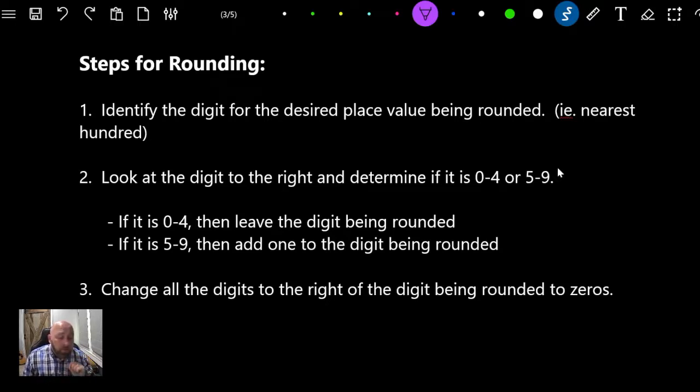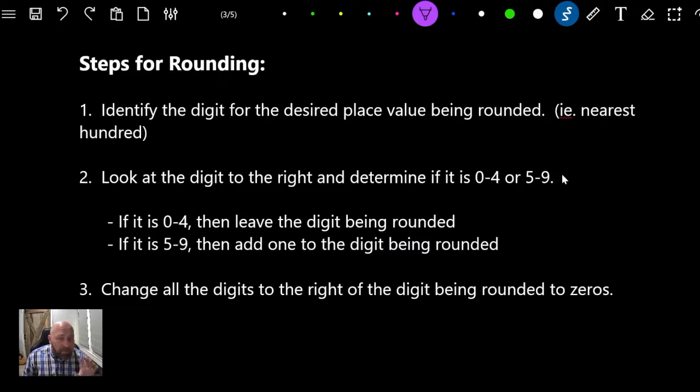Number 2, look at the digit to the right to determine if it's 0 to 4 or 5 to 9. So notice here, if it's 0 to 4, then we're going to leave the digit being rounded. We're going to leave it alone and not touch it. If it's 5 to 9, we are going to add 1 to the digit being rounded. Okay, you'll see what that looks like in just a second. Number 3, we want to change all the digits to the right to zeros. All right, so let's do one of those.